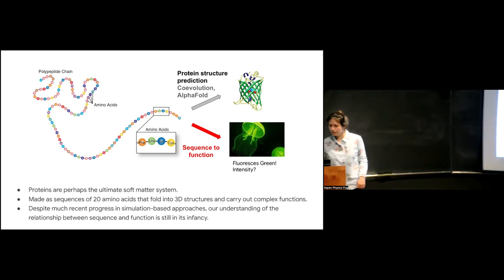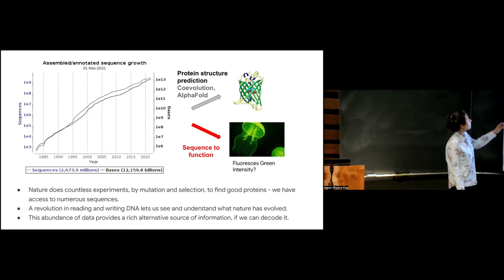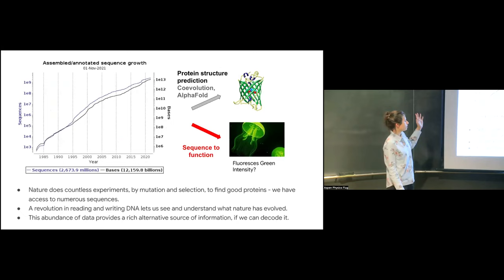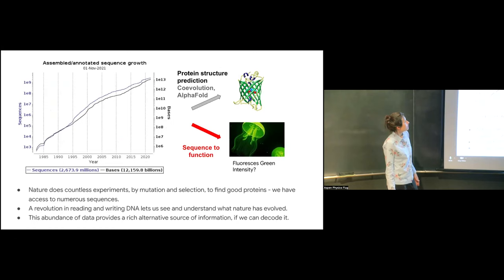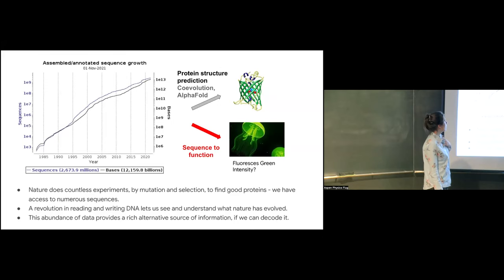We do have a lot of data. This plot is a bit out of date. This is from November 2021. But you can see over the last few decades, there's really been a rapid increase in the amount of sequence data. So the number of sequences is shown here on the y-axis, and this is a log scale. And sometimes it goes up more, sometimes less, but it keeps going up, essentially. And I don't think that the end is in sight.